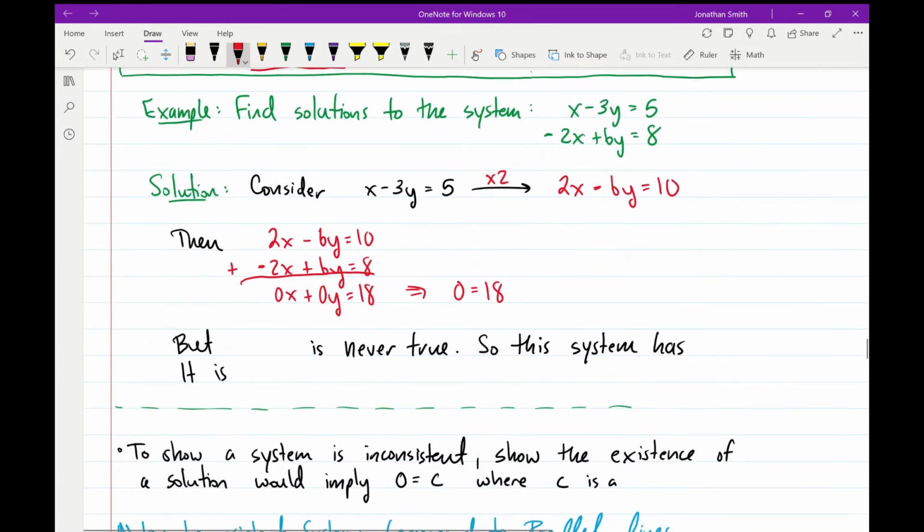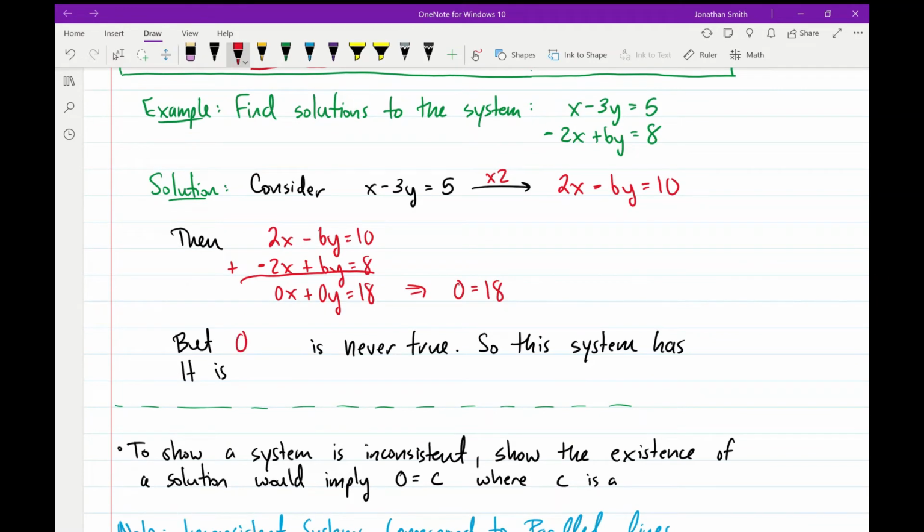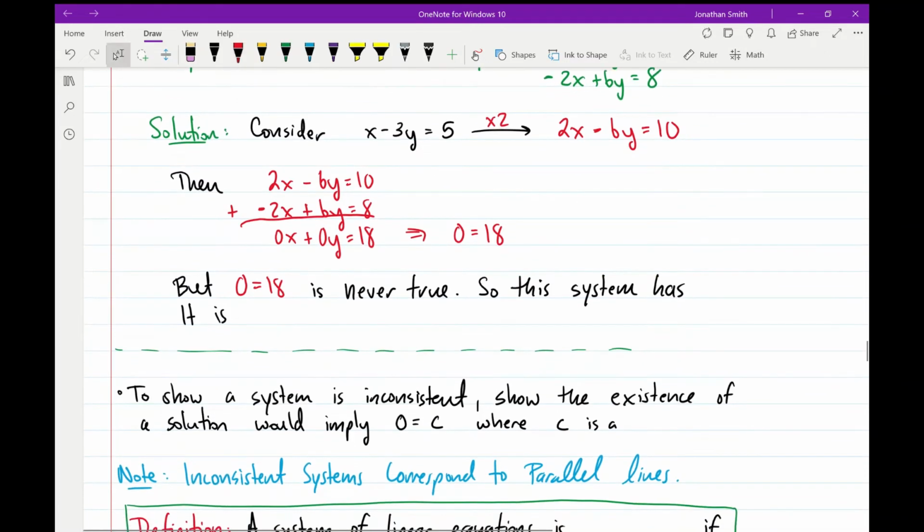The problem here is that obviously 0 is never equal to 18. So 0 equals 18 can never be true. So we say that this system has no solutions, because if it had a solution, it would require 0 to be equal to 18, and therefore the system is inconsistent.